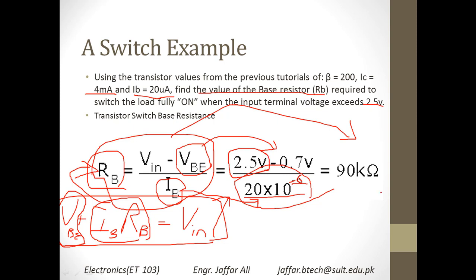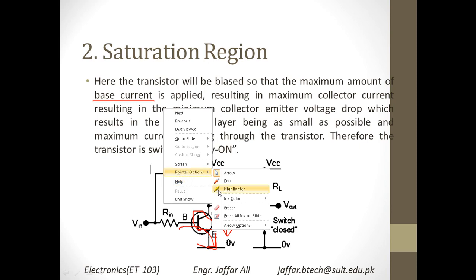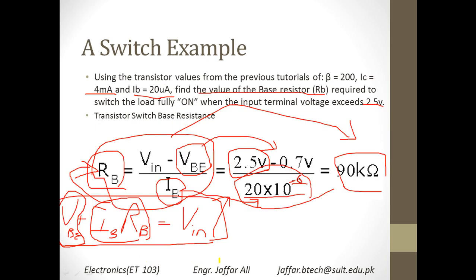So this 90 kilo ohm resistor will be placed, you can see, over here on this side. This is your RB, but this was RB in the numerical. So if you put 90 kilo ohm here, let me show you, let me label it. If you put a 90 kilo ohm resistor over here, you can get this circuit as a switch-on circuit.